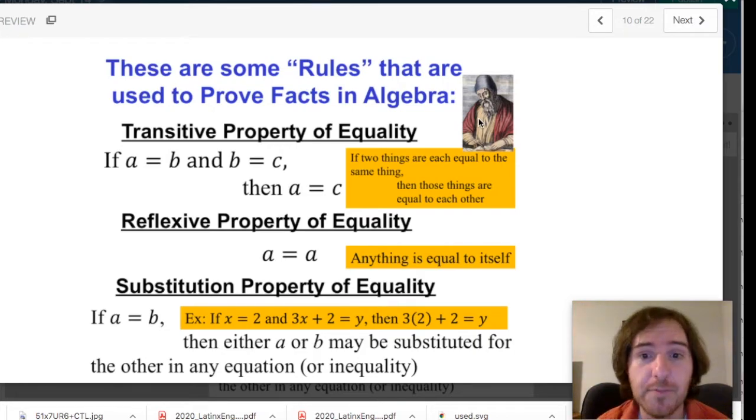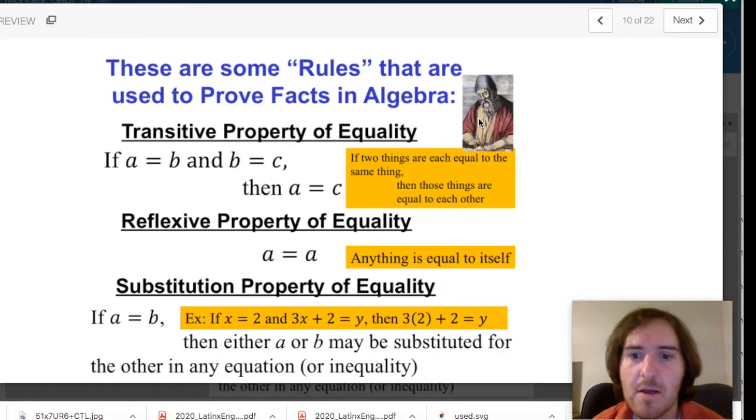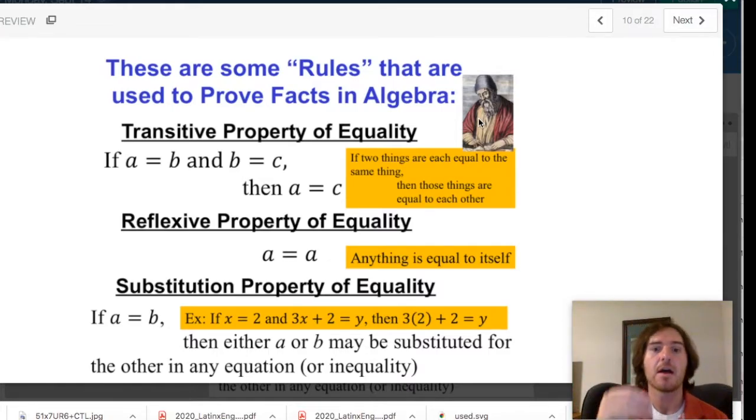Moving on, we have the reflexive property of equality. I'm just teasing that for the future. And then I would summarize in your notes, anything is equal to itself. And then finally, substitution property of equality. This will be a little confusing when you use substitution this year. So we'll definitely have to practice this and practice transitive, because actually they're kind of similar.